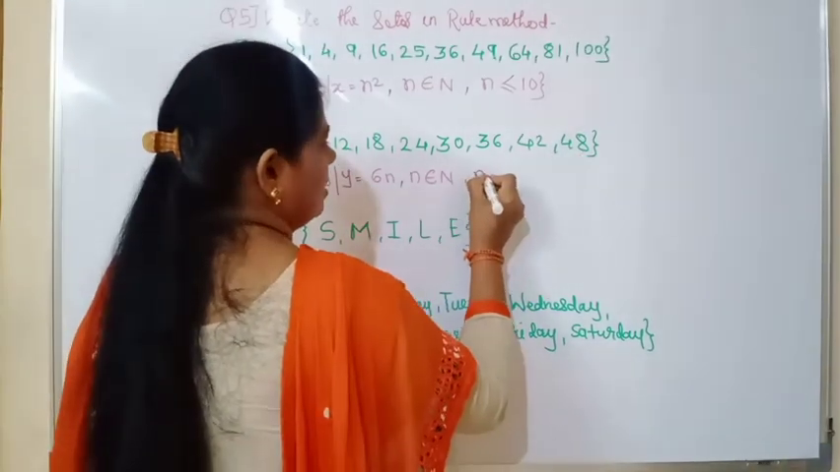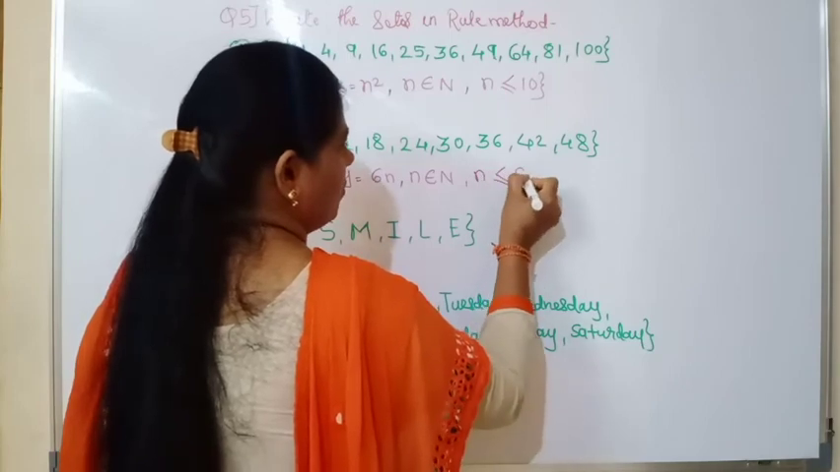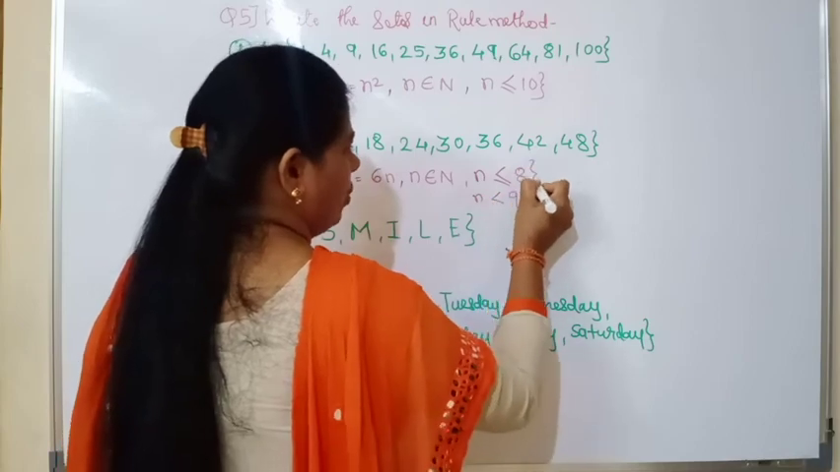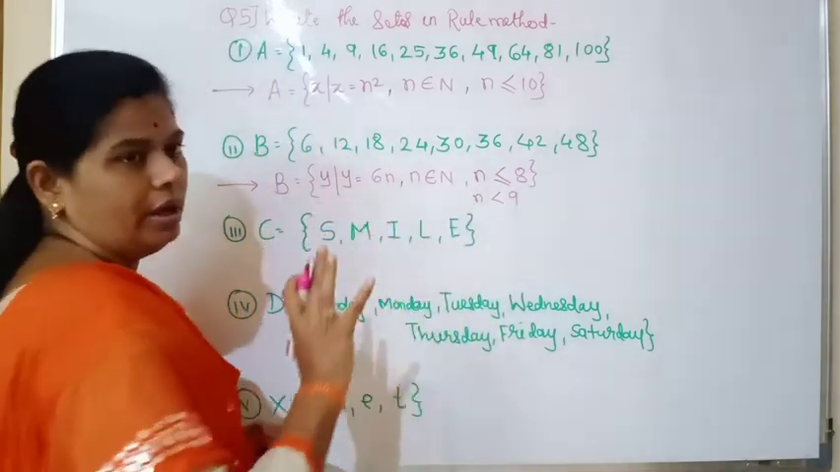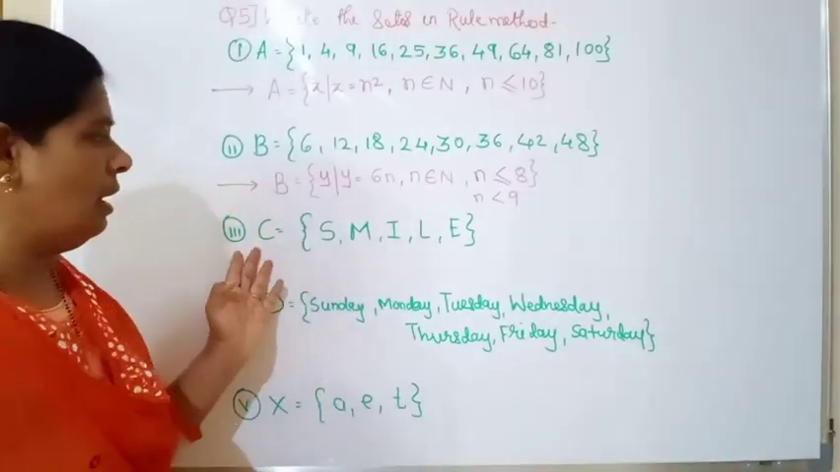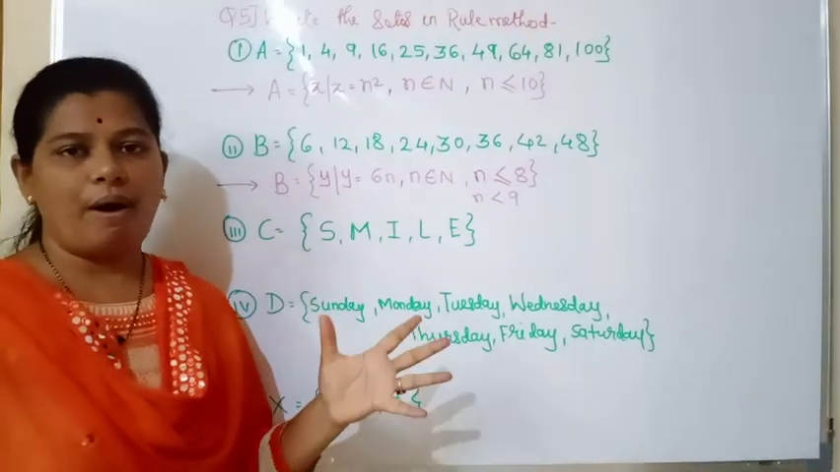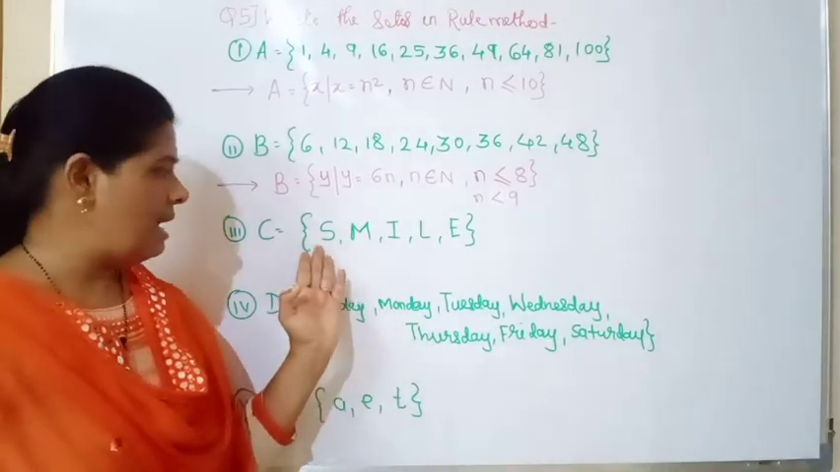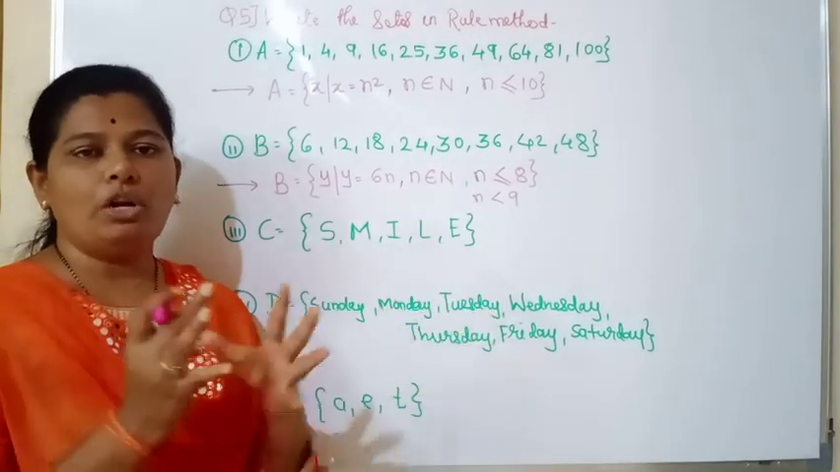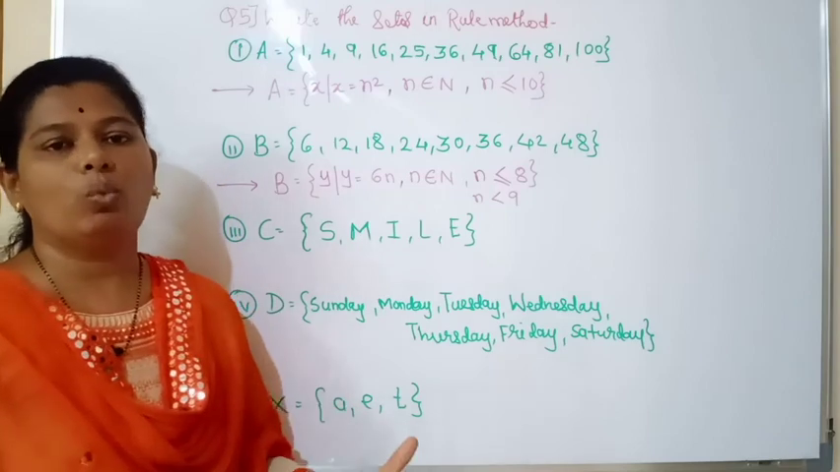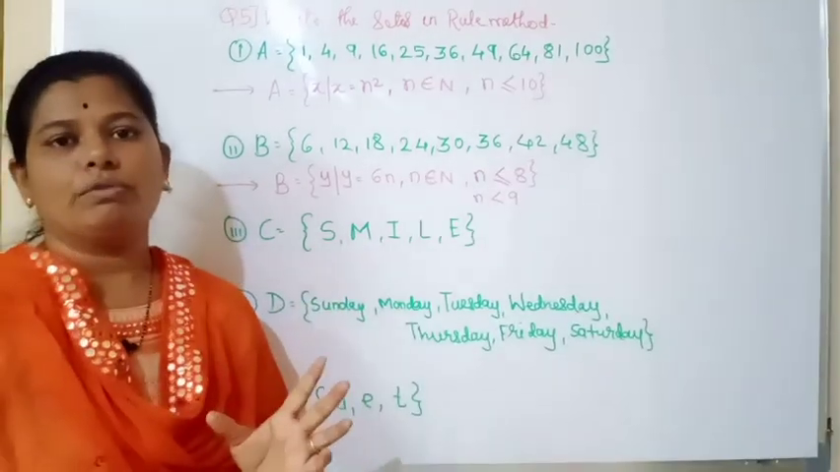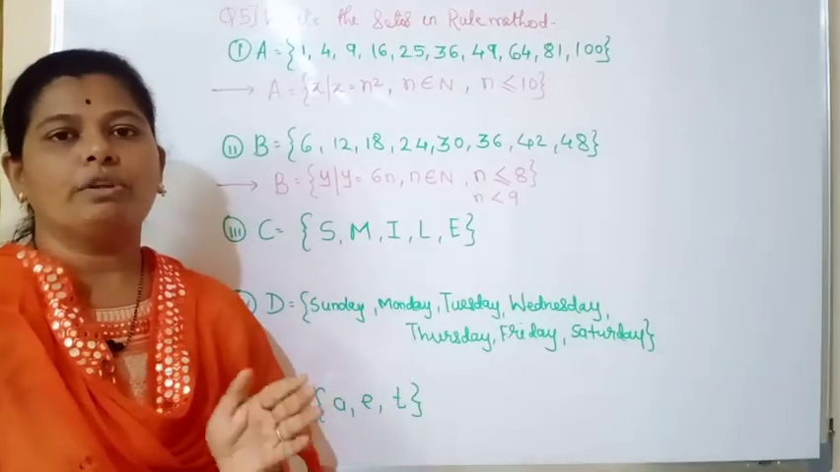So you can write it as n is less than or equal to 8, or you can write it as n is less than 9. Okay, you can use any one of these. Now we move towards the third one, that is the set C, in which we are able to see the set of alphabets. Which alphabets are given? That is S, M, I, L, E. Okay, so if we join all these alphabets together, we will get one word, that is the word smile. It means that C is a set of letters of the word smile.